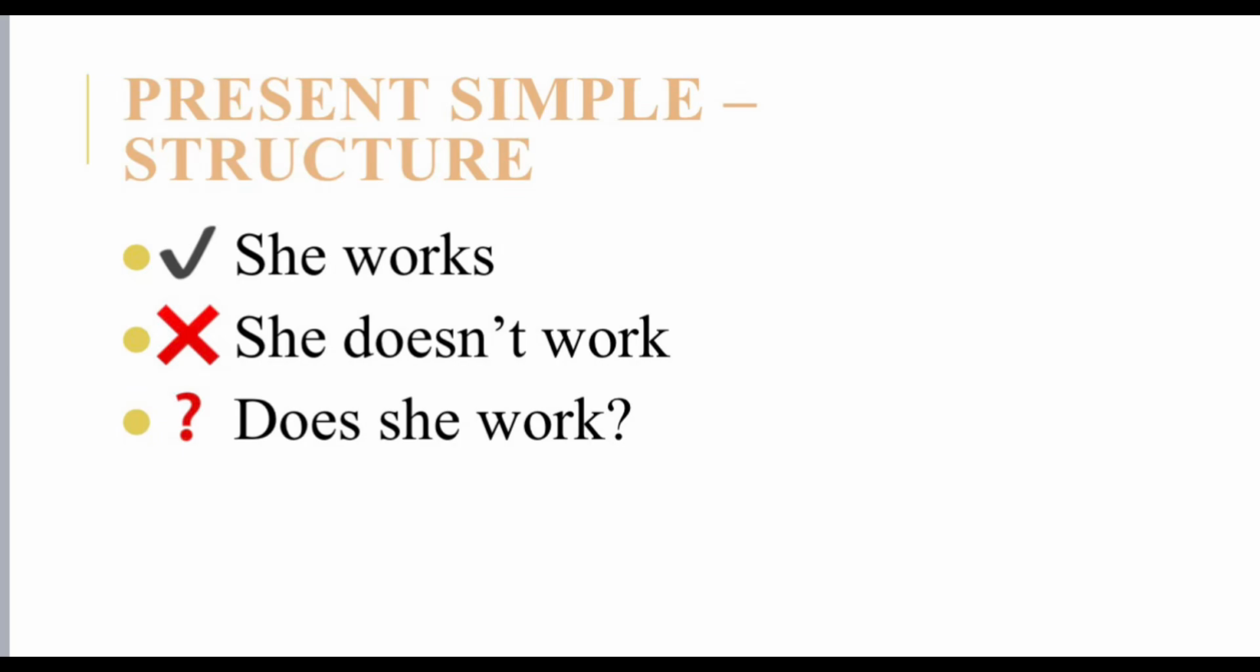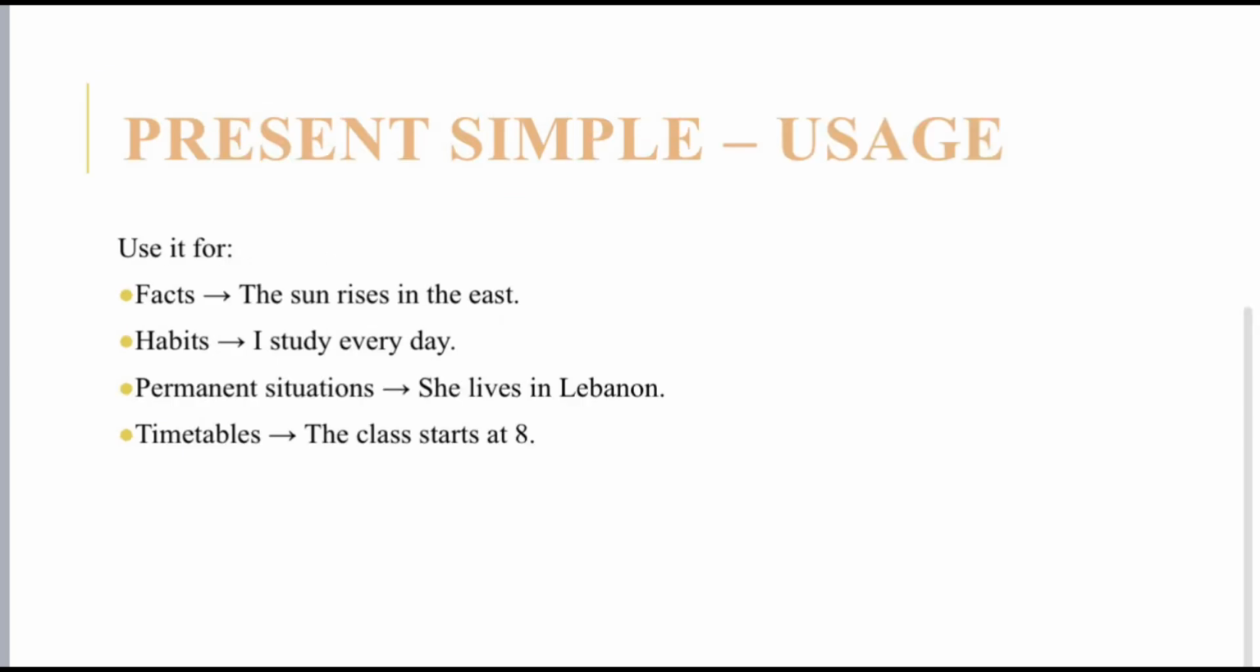Now let's look at the structure. In positive sentences, we say she works. In negative sentences, we say she does not work or doesn't work. In questions, does she work? An important note and rule: after does, the verb goes back to the base form. So we say, does she work? Not does she works.